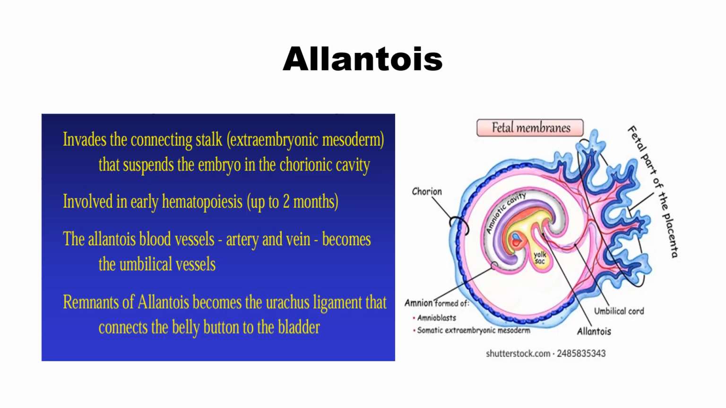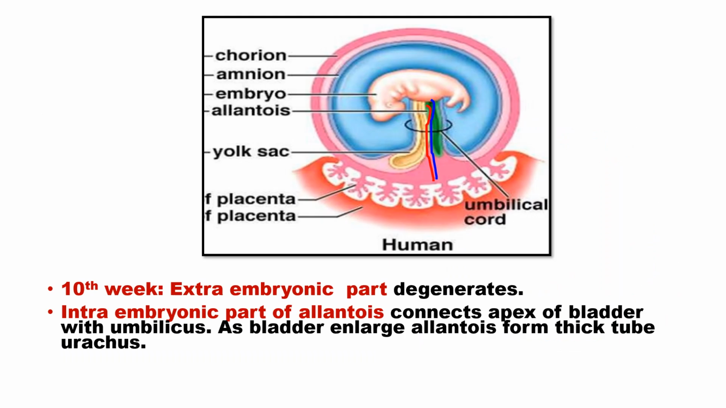Allantois invades the connecting stalk that suspends the embryo in the chorionic cavity. The connecting stalk later forms the umbilical cord. It's involved in early hematopoiesis. Allantoic blood vessels, artery and vein, later become the umbilical vessels. Remnants of allantois become the urachus, a ligament which connects the umbilicus to the bladder in the adult. Its vessels finally contribute to form the umbilical artery and the umbilical veins.